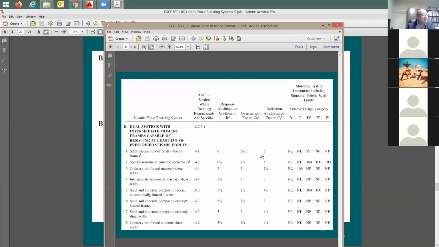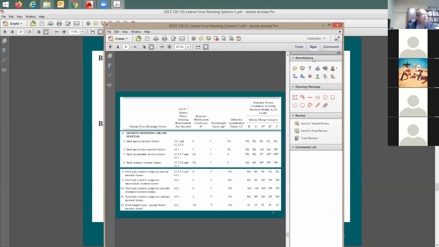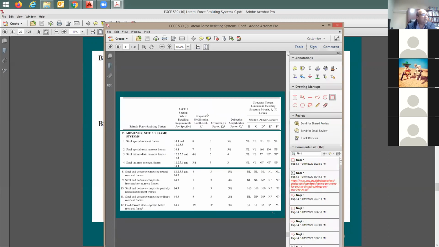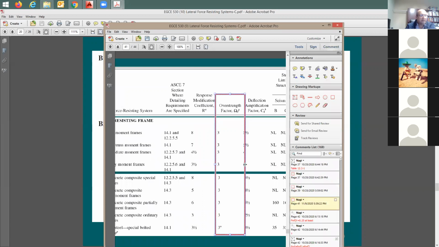So if you're talking about this omega naught, for this moment frame system, this is the box that I'd like to concentrate on. This one here is the response modification factor, or ductility factor if you like. It's an indication of the ductility, and then you have this overstrength. So what is this overstrength? Certain members and certain connections of the structure, you will need to design for the reduced force based on this R factor of 8. But when it comes to a specific connection or a specific member, you need to multiply this force by 3.